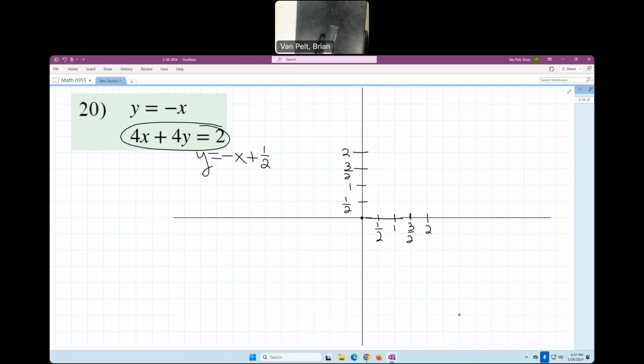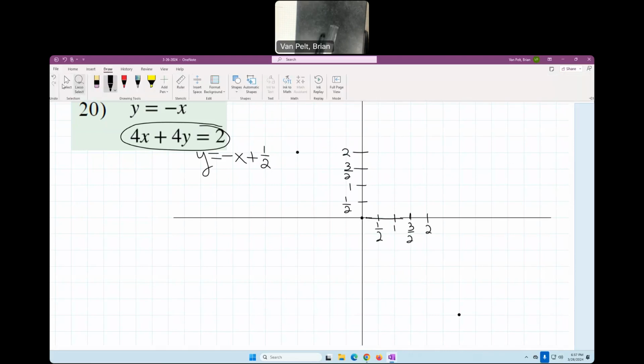Put my dot here. Similarly, I'll do the same. I'll reverse myself here, up 1 to the left 1, up 1 to the left 1. And I'll put a line through those things.